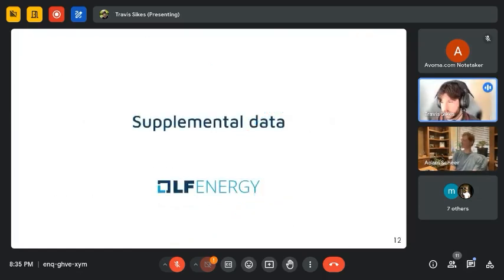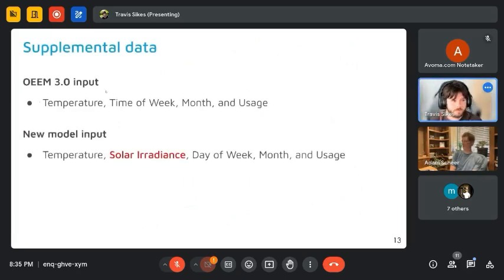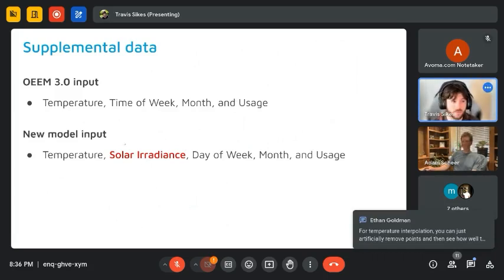All right. Supplemental data, and I expect to have more conversation here. In OpenEEmeter 3.0 or Caltrack 2.0, the inputs are temperature, time of week, month, and usage, though all of the last three are pulled out by the date time. For the new model, we have the same inputs with the additional requirement of solar irradiance.